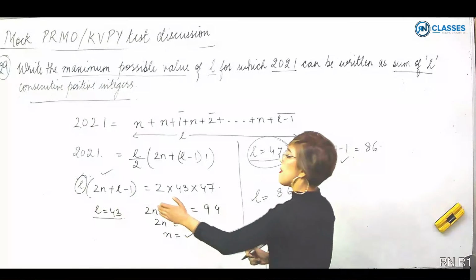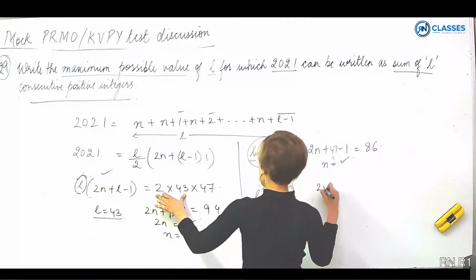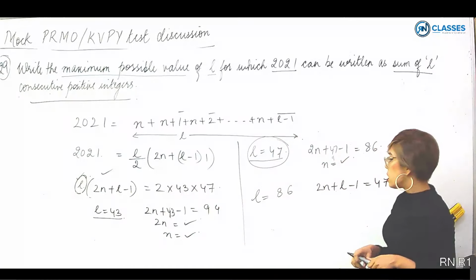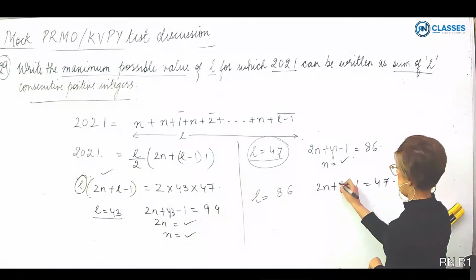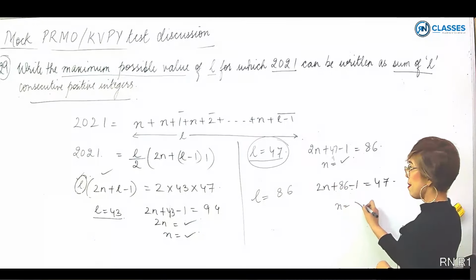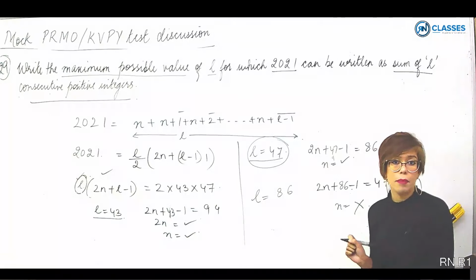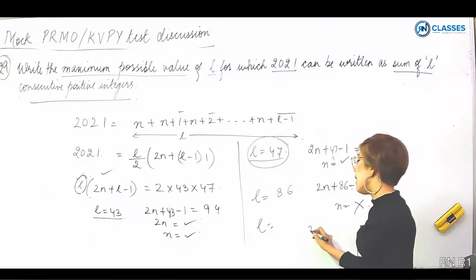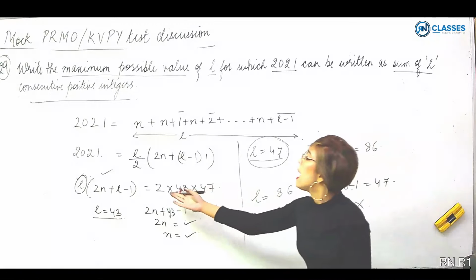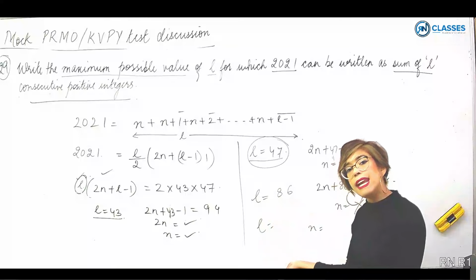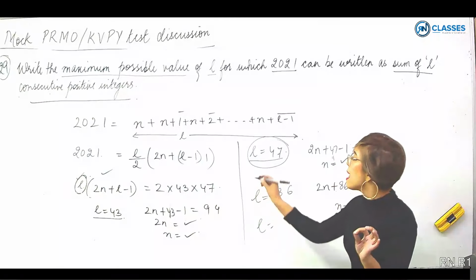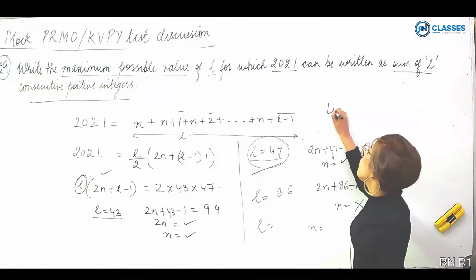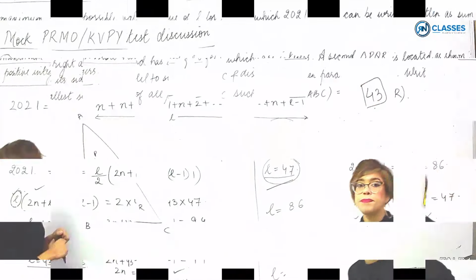Cool, right? Now if L is this, that means 2n plus L minus 1 is equal to 47. Now if this is 86, n will be a negative number. Can we have n as a negative number? Absolutely not. Now if I take L as 2 into 47, again you will get n as a negative number. If you take L as 2 into 43 into 47, again you will get n as a negative number. That means L is equal to 47 is the maximum possible value. That is why 43 is the answer.